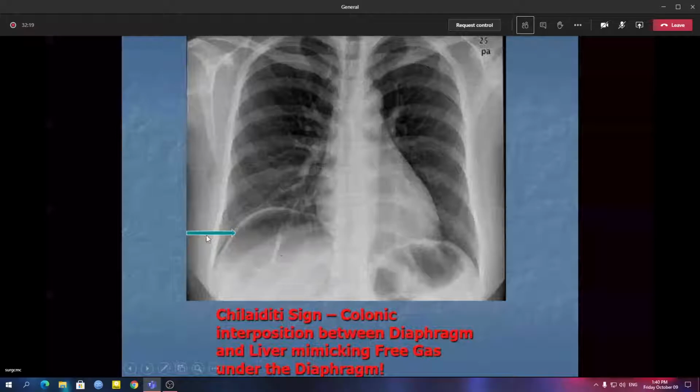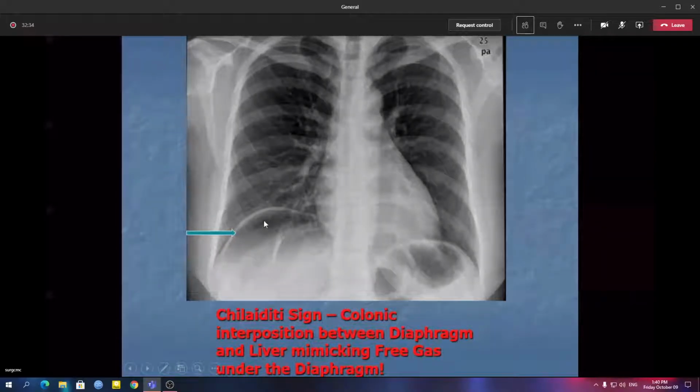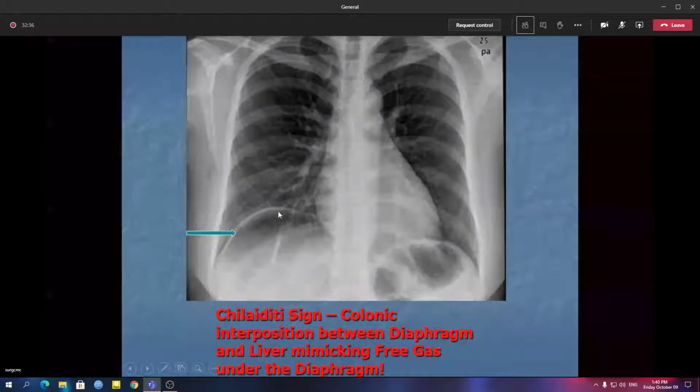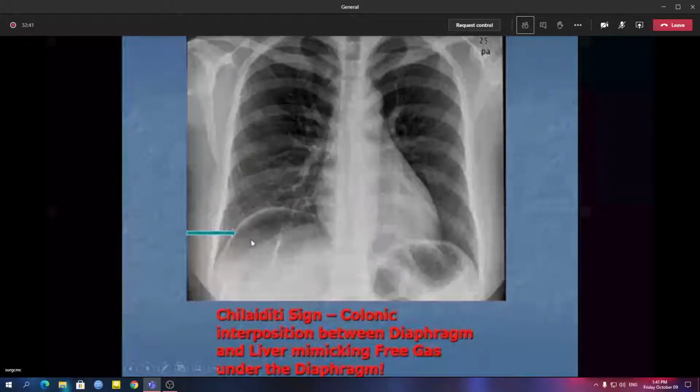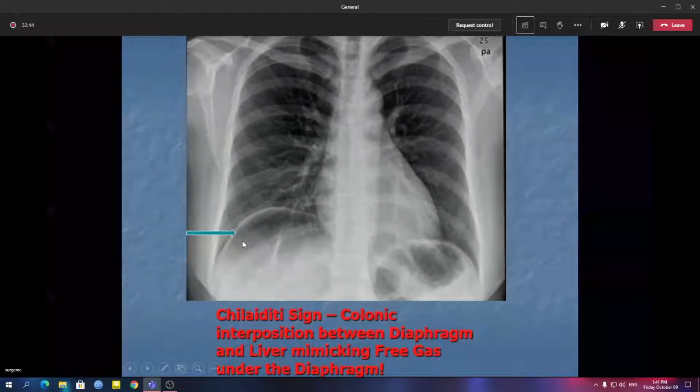In some plates, you can see this is the liver shadow, this is the diaphragm. You can get some kind of gas-like features over here, and it is nothing but the transverse colon going up and interposed between the diaphragm and liver. Now, transverse colon contains gas mostly, of course, stool and gas. So this gas may actually look like a free gas under diaphragm, which is known as Chilaiditi sign. Please don't confuse it with free gas under diaphragm.